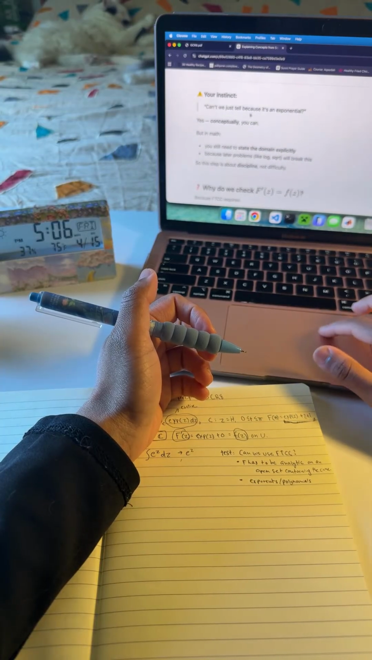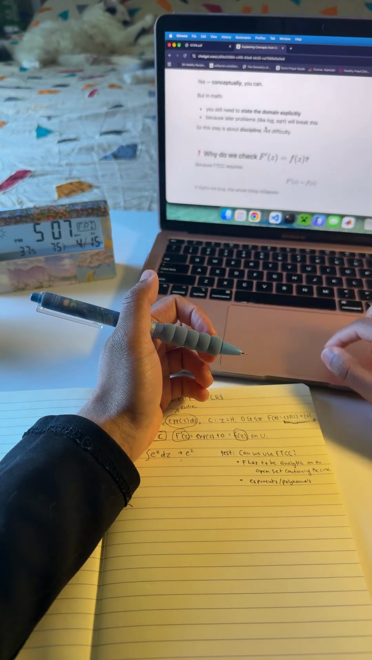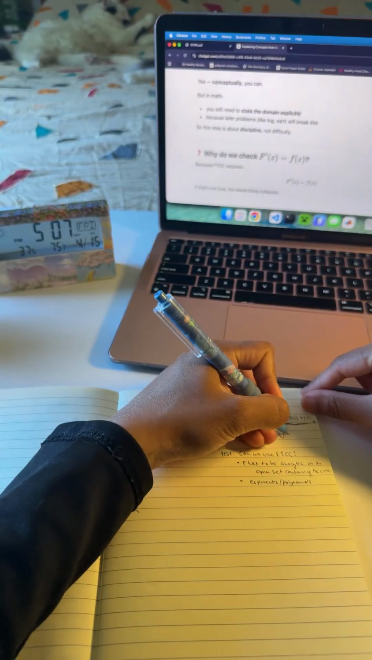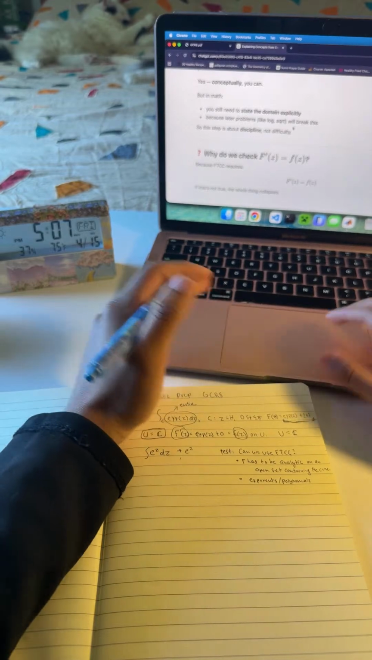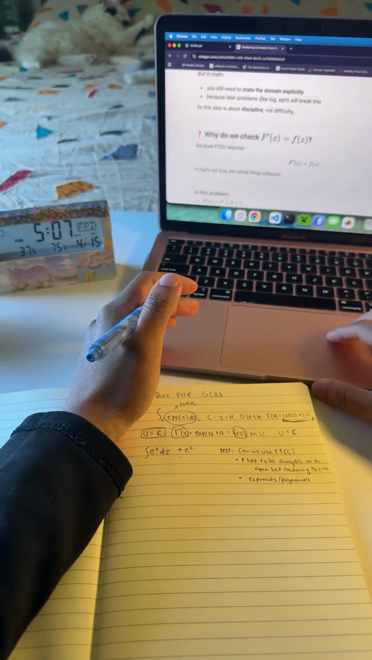Conceptually, you can just tell that exponents are analytic everywhere, but in math, you still need to state the domain explicitly, as in U is the complex plane or the domain. But because later problems like log and square root will break this, the step is about discipline, not difficulty.